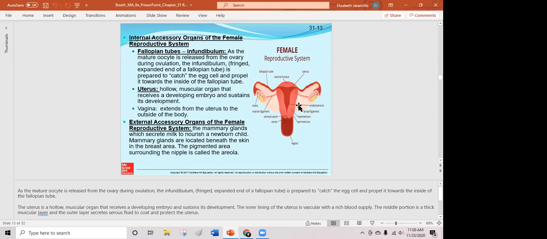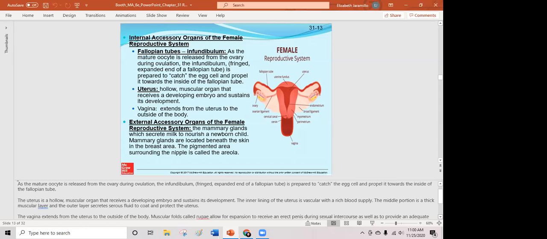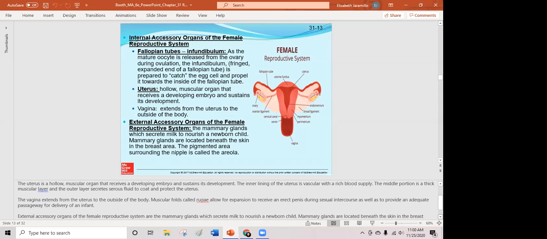The uterus is a hollow muscular organ that receives a developing embryo and sustains its development. So that's where it hangs out once it's ready to go. The inner lining of the uterus is vascular with a rich blood supply. I want to keep that embryo nice and healthy. The middle portion is a thick muscular layer, and the outer layer secretes serous fluid to coat and protect the uterus. The vagina extends from the uterus to the outside of the body.